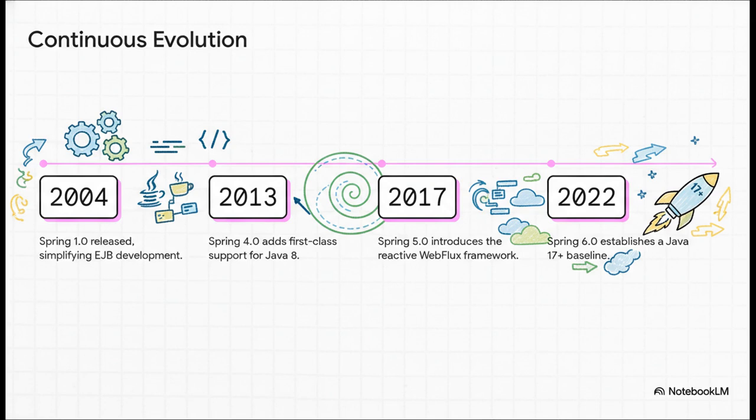Just look at this timeline. Spring has constantly adapted. It embraced modern Java 8 features back in 2013. In 2017, it introduced a completely new reactive programming model to power modern microservices. And just recently, it moved its entire baseline up to Java 17 to make sure it's always using the latest and greatest features of the language. It doesn't get stuck in the past.